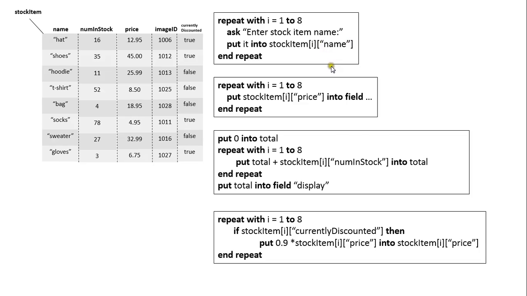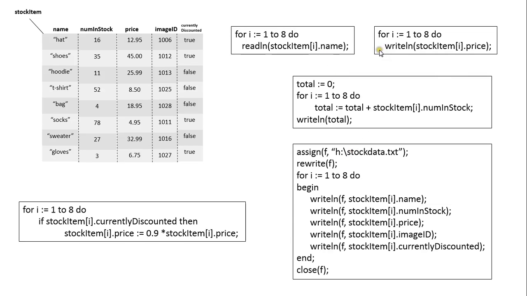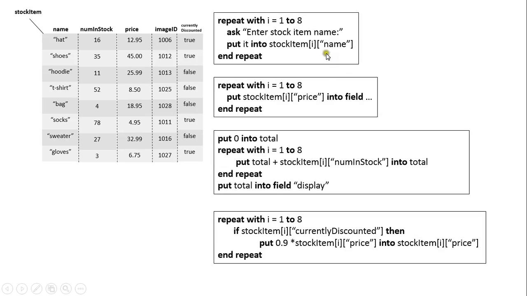So in Pascal, the record notation or syntax is the dot followed by the field name. In LiveCode, it's square brackets with the field name in quotes. So here I've got another example, fixed loop, putting stock item I, price, so I'm getting all these numbers appearing in a field.